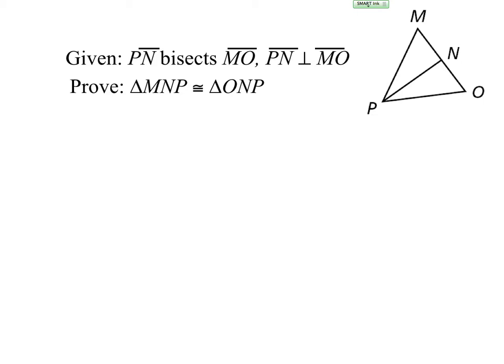Segment PN bisects segment MO. Segment PN is perpendicular to MO. We're trying to get the two triangles MNP and ONP congruent. So as I read through that, I'm kind of looking at the picture, seeing which ones. This picture looks easier than the last one. It doesn't have the overlapping things.